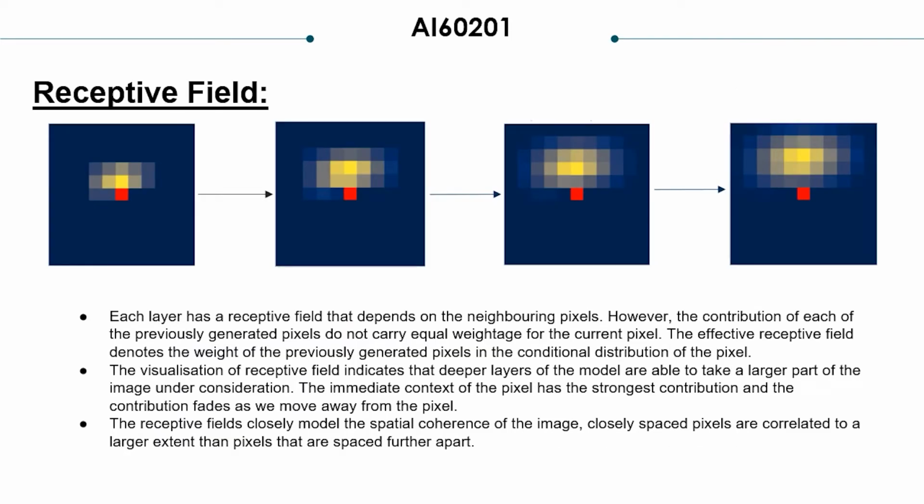Next, we can talk about the receptive fields in PixelCNN. Each layer of PixelCNN has a receptive field that depends on the neighboring pixels. However, the contribution of each of these pixels is not equal in the receptive fields. In fact, the contribution decreases as we move farther away from the current pixel, which is analogous to spatial coherence in the image. The visualization of the receptive fields in deeper parts of the network indicates that deeper layers take into account a larger part of the image. Thus, a sufficiently deep PixelCNN model will be able to take into account the output of all the previously generated pixels while predicting the current output.